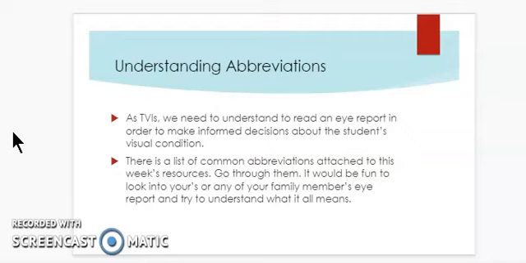Go through them. You might come across them, and now with Google, all we have to do is just Google it, and somebody must have said. But even then, it's easier if you have an eye report and you are able to understand the basic abbreviations that go with it. So go through them. It would be fun to look into your own or any of your family members' eye reports and try to understand what it all means.